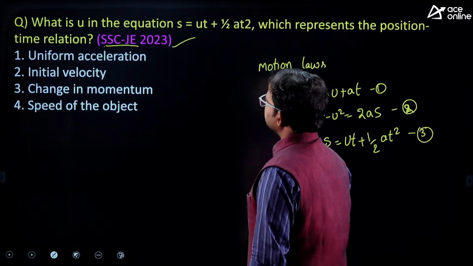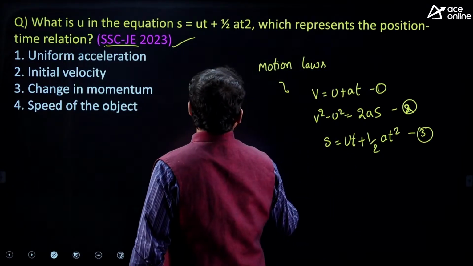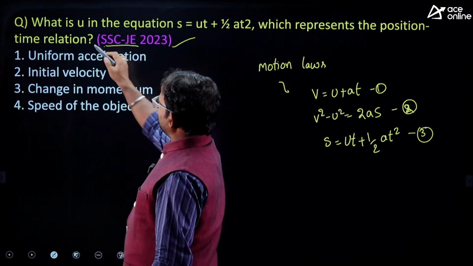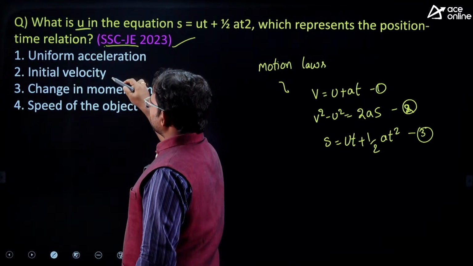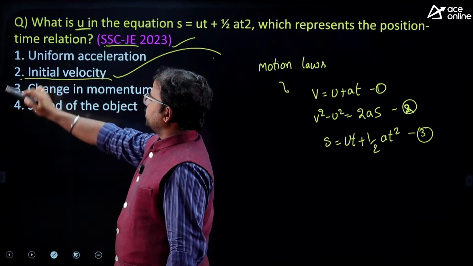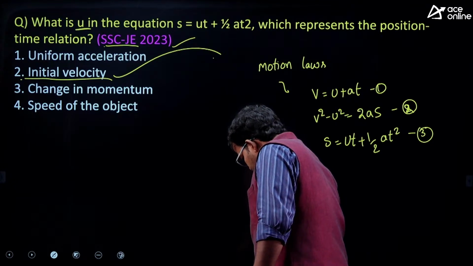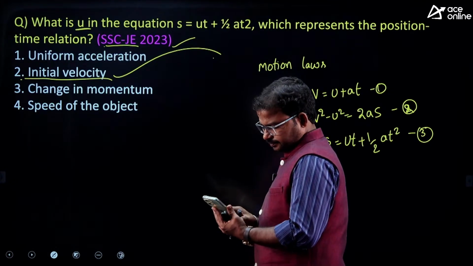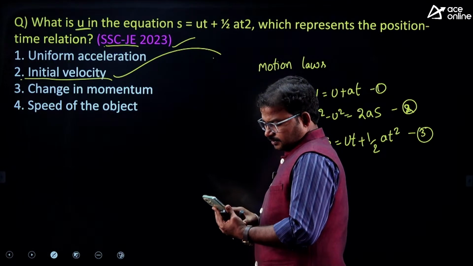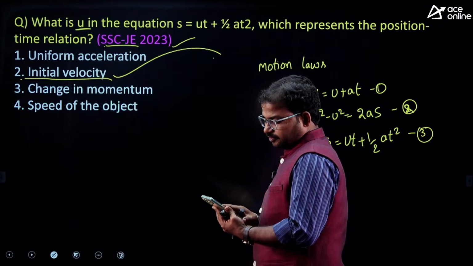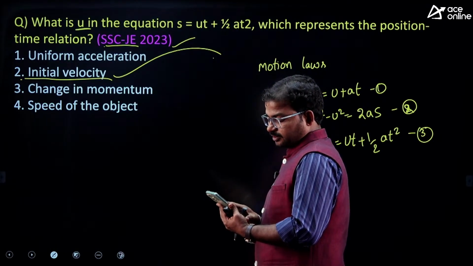So that's why here they asked what is the meaning of U. U means nothing but initial velocity. It means option 2 is the right answer. Yes, you are right. Of course, option B is the correct one.